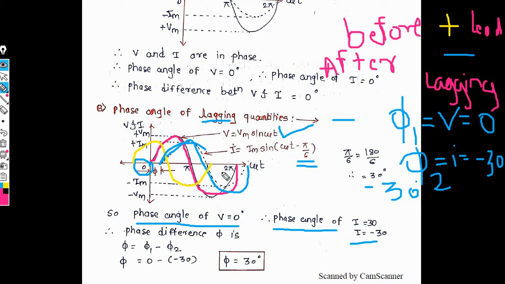We have considered phi 2 minus phi 1 or phi 1 minus phi 2; it will depend on your choice. Then phi 1 for voltage is 0. Put it here. Then angle of I is minus 30, because we are taking the minus sign, because the current waveform starts after the voltage waveform. Then phi is equal to 30.